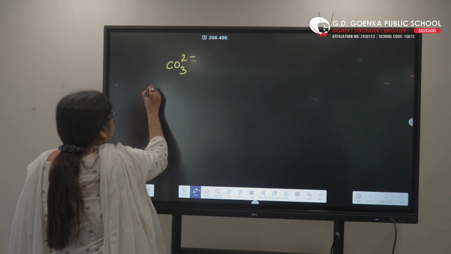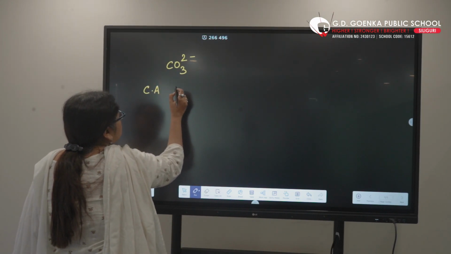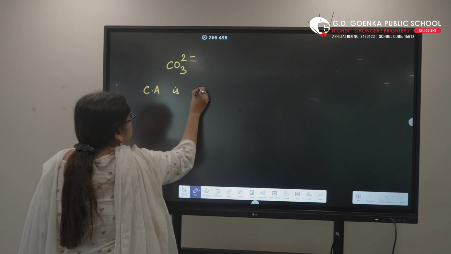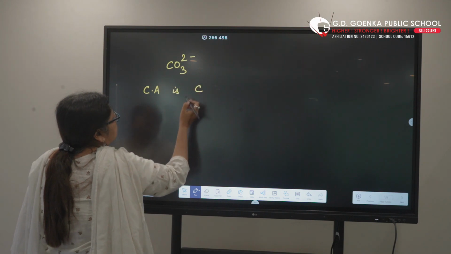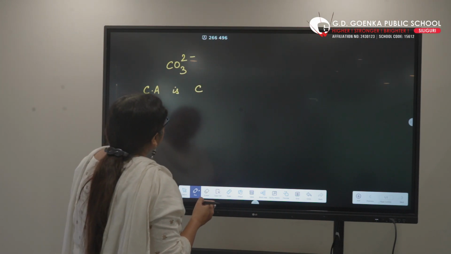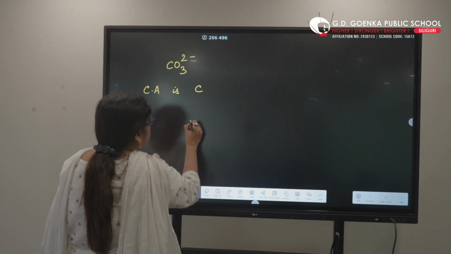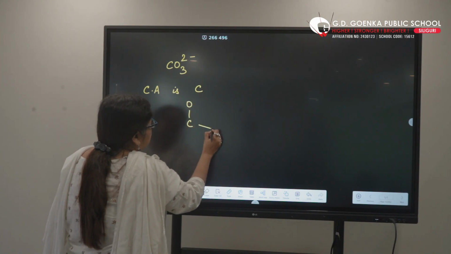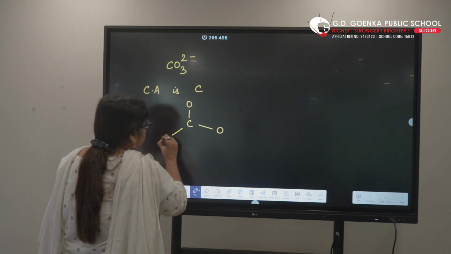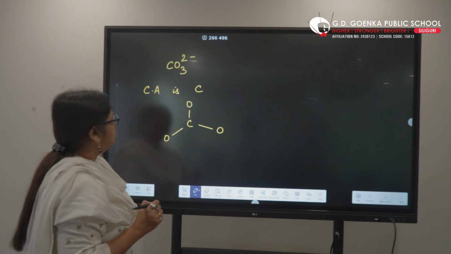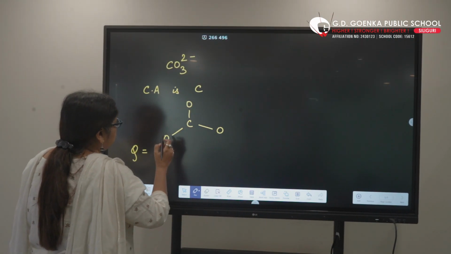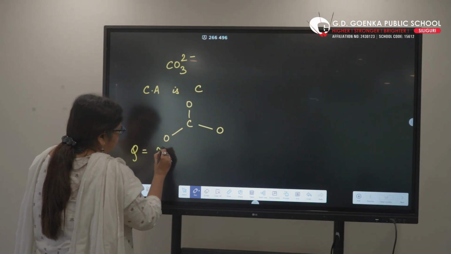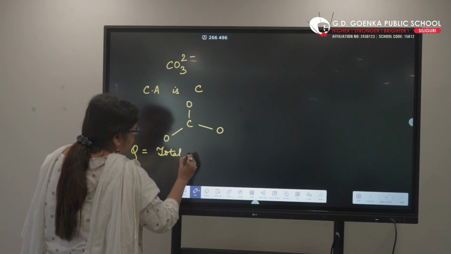So definitely, let's choose the central atom. What is our central atom? The central atom is carbon. Okay, next we will draw the skeletal structure. We have 3 oxygen atoms connected to the central atom by single bonds only. Then calculate Q. What is Q over here? Total number of valence electrons.